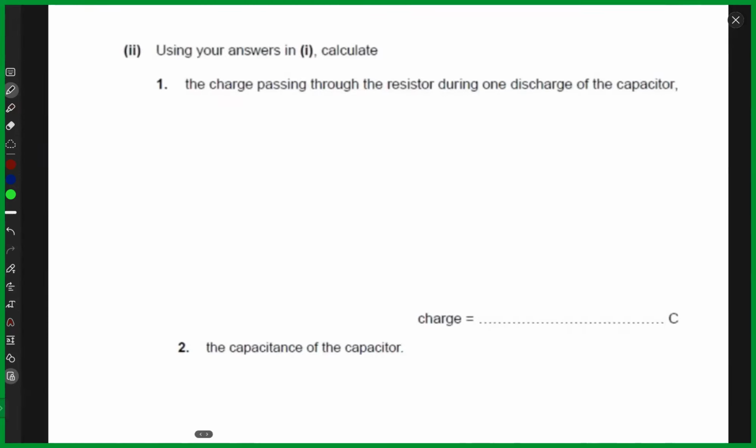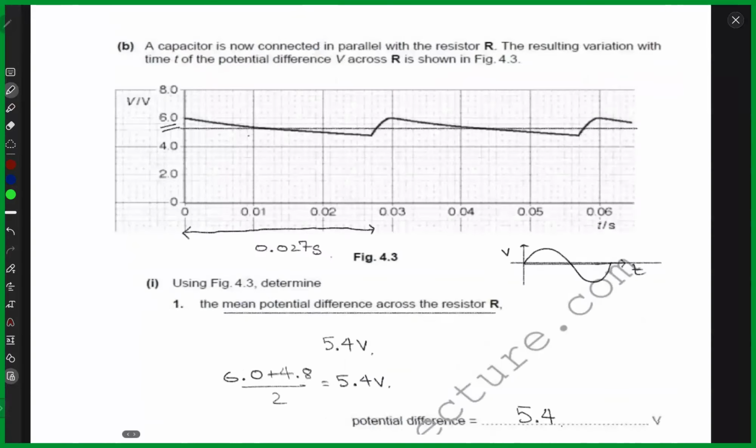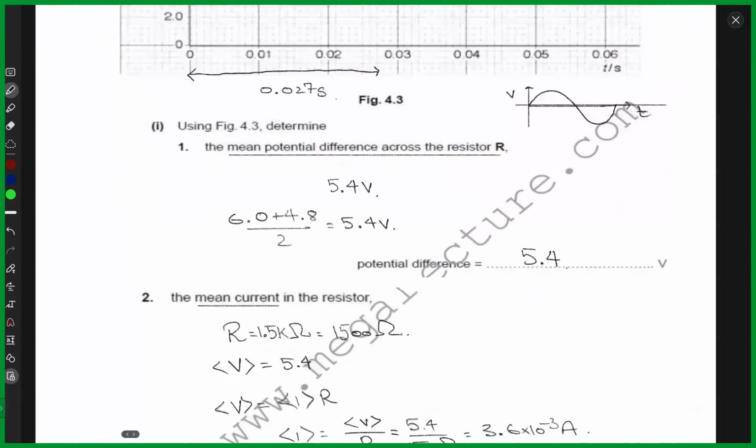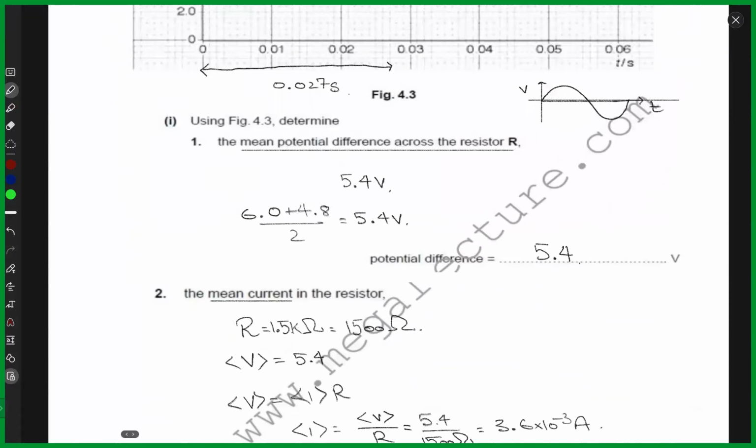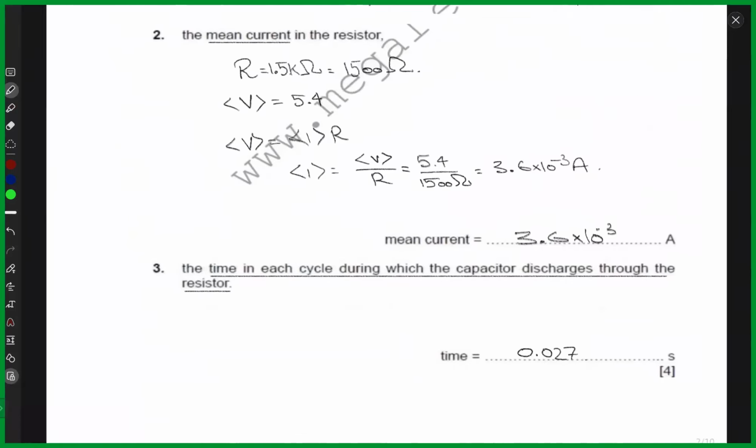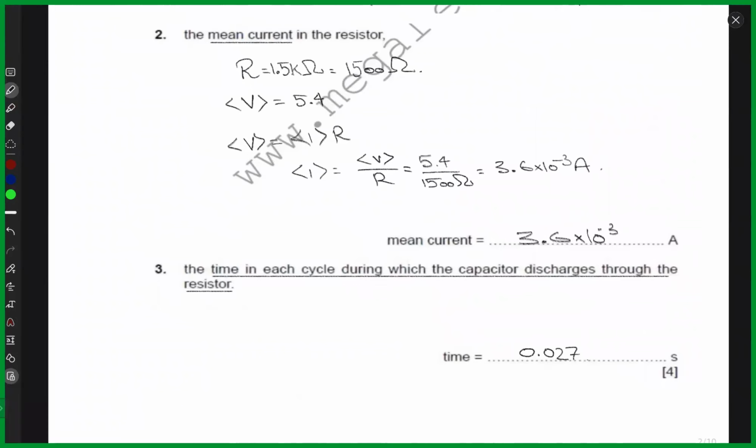Okay, so let's move forward. Now, using your answers in part I, calculate the charge passing through the resistor during one discharge of the capacitor. So we want to compute the charge that passes through one discharge. One discharge means the time the charge is taking to flow is this 0.027, because this is one discharge cycle, right? And the current is the mean current, which is 3.6 into 10 raised to power minus 3.